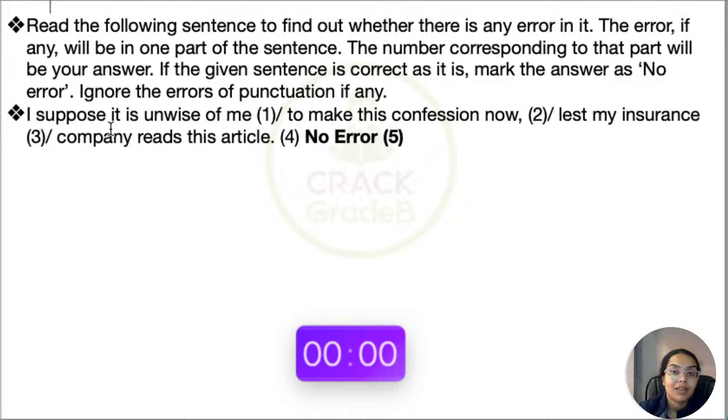Submission is what. It is unwise, after of, accusation to make this confession is also correct. My insurance, such and such test means that reads this article. So no.